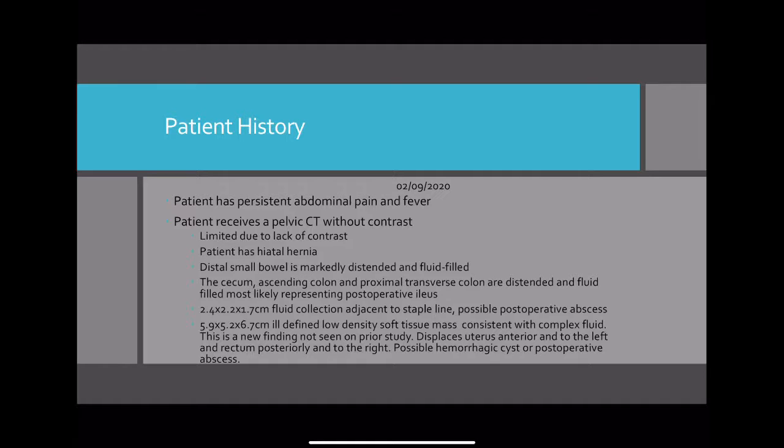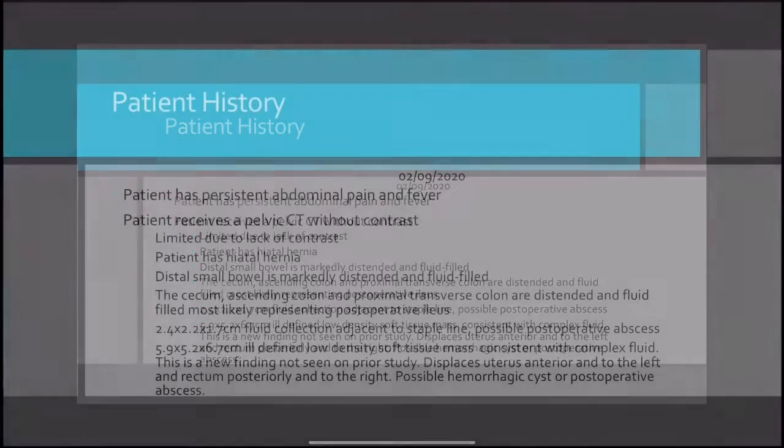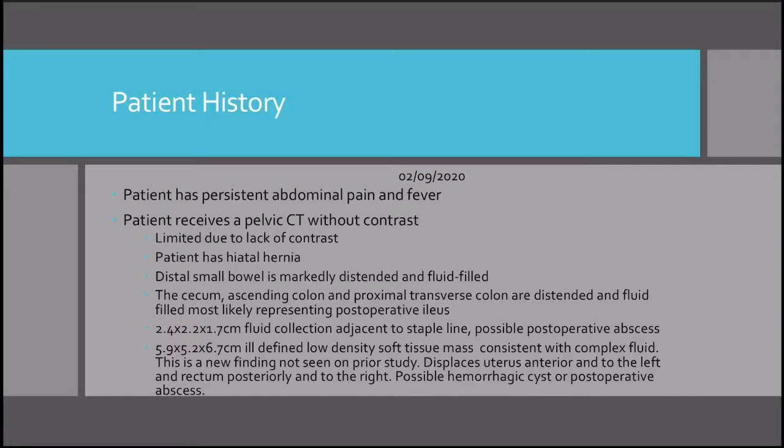There's a 2.4 by 2.2 by 1.7 centimeter fluid collection adjacent to the staple line that they're thinking is a possible postoperative abscess. And this time they notice a 5.9 by 5.2 by 6.7 centimeter ill-defined, low-density, soft tissue mass that's consistent with complex fluid. It's a new finding that was not seen on a prior study and displaces the uterus anterior to the left and the rectum posterior to the right. It's a possible hemorrhagic cyst or postoperative abscess.